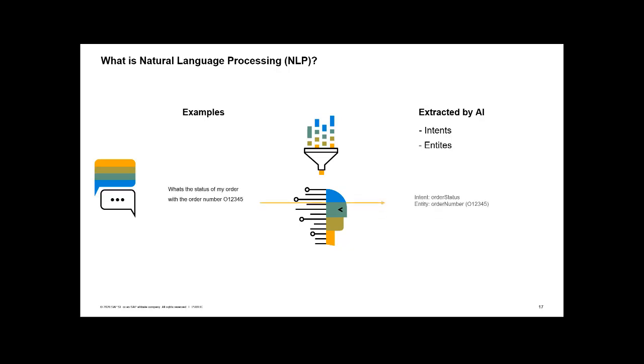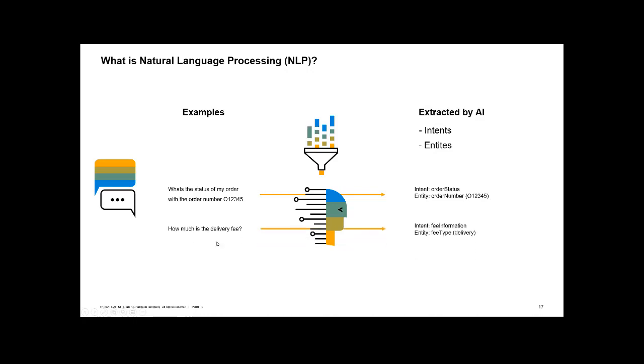To give you an example, a user could write, what is the status of my order with the order number 012345. And then the natural language processing extracts the intention, the intent: the user wants to have the order status. And to fetch the order status, the bot needs to know the order number. And the order number was already included in the message. So the natural language processing engine extracted the entity order number to continue the processing with this information.